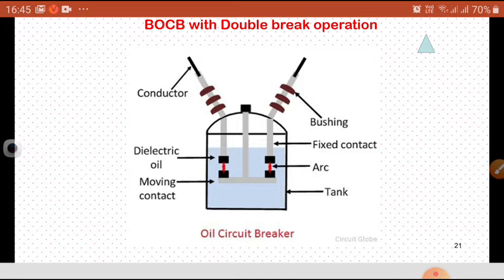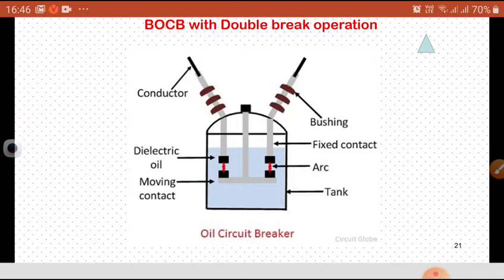Hence, during this process, once it goes downwards, the arc is produced at both contact gaps, which leads to high pressure inside the tank, which will increase the dielectric strength of the media. In previous cases, we get only one arc. Here, we get a double arc at two places. Then the temperature developed inside is very, very high, and the gas developed inside is very high and rapid. Then the quenching time is very quick in the case of double braking.